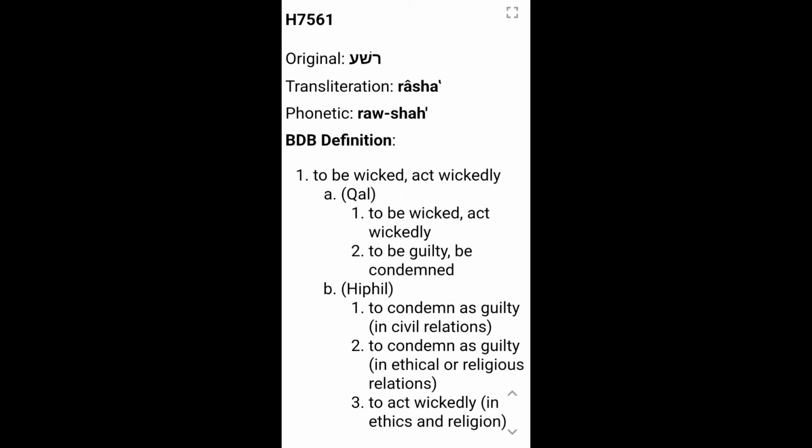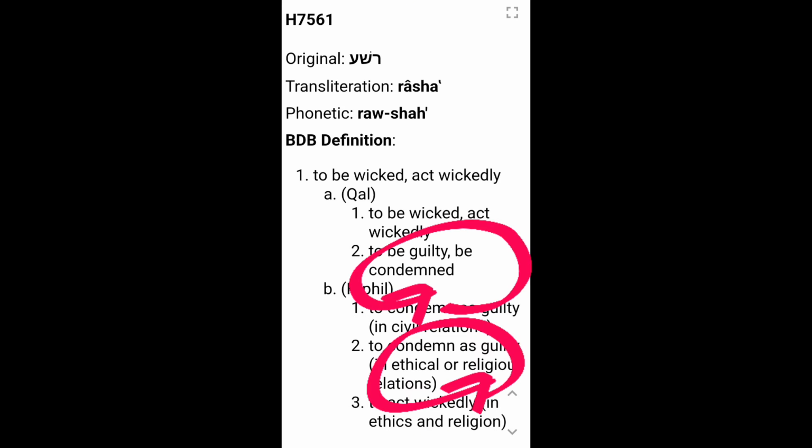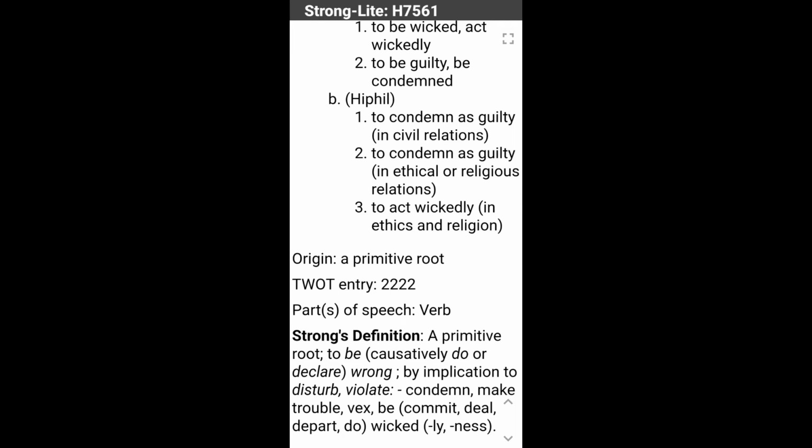Looking at the primitive root, 7561, we don't get much help because it defines our word wicked as wicked and wickedly. About the only help we get is the idea of being guilty or condemned, guilty either in an ethical or religious relations. But when we get to the primitive root, it does say to be wrong, and by implication, to disturb or violate, condemn, to make trouble, to vex, to be wicked.